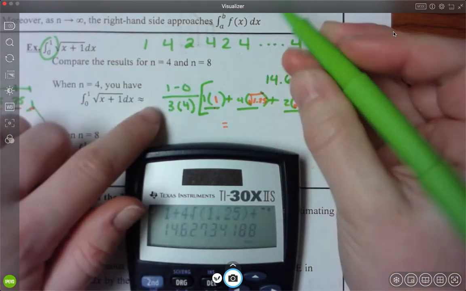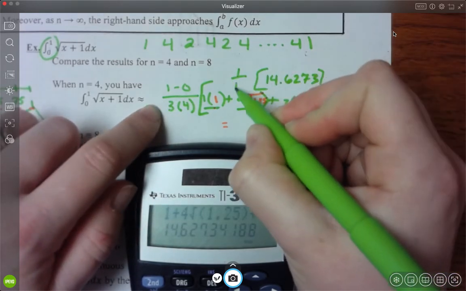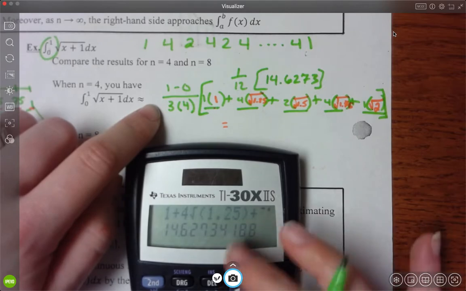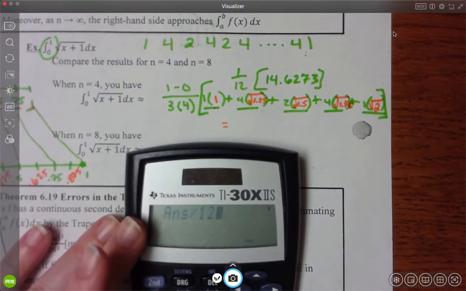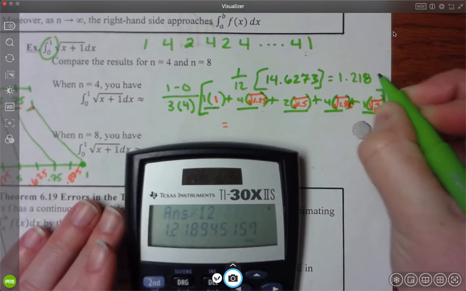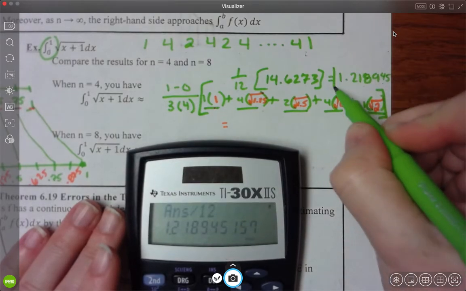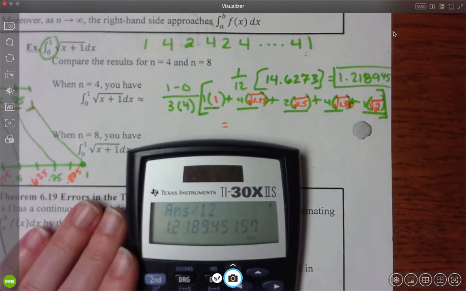And this whole thing is 14.6273. But then I want to multiply that by 1 over 12, or basically take this number and divide by 12. And I get 1.21895. We'll go a bunch of decimals out, okay? So that's what I get for 4 of them, separating them into 4 pieces.